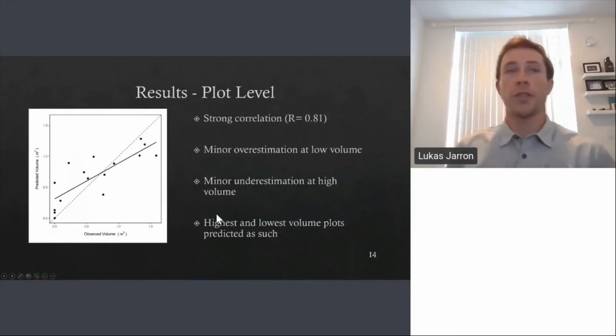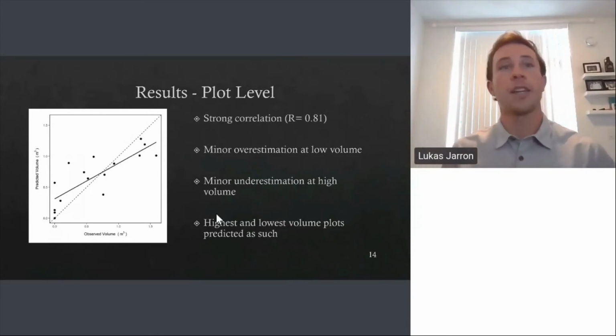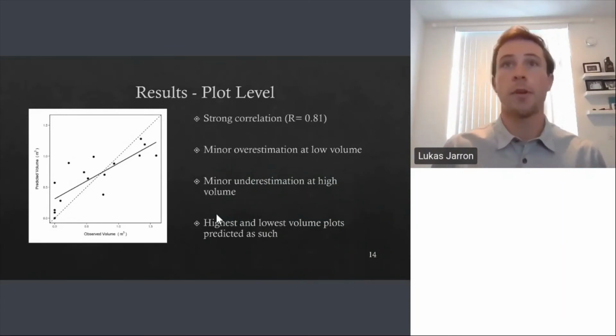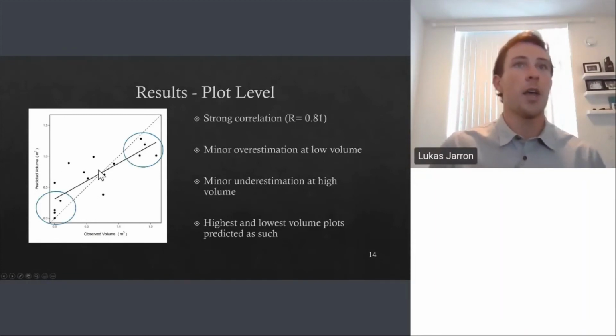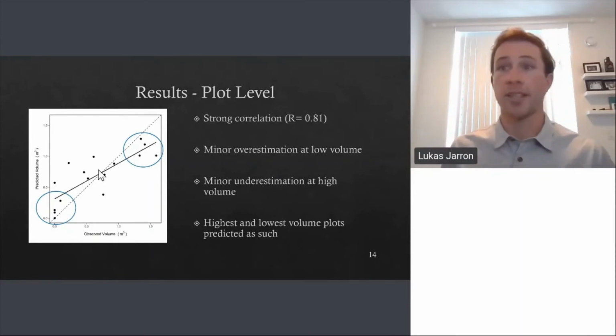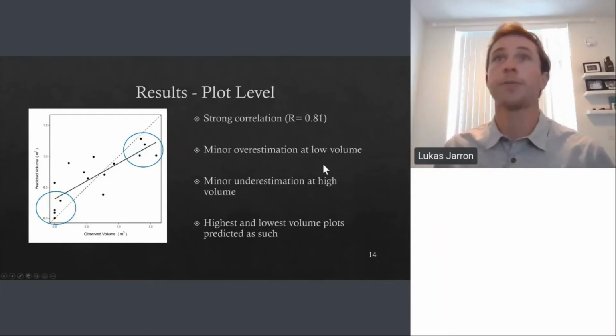And so my actual results at the plot level, since I was able to calculate coarse woody debris volume, I summed that for each plot, and we saw a strong correlation between the predicted volume for the plot and the observed volume. We see minor overestimation at the low end here, and then underestimation at the high end. But the important takeaway is that the plots that actually had the most coarse woody debris were predicted as such, and the plots that didn't were also predicted as such.